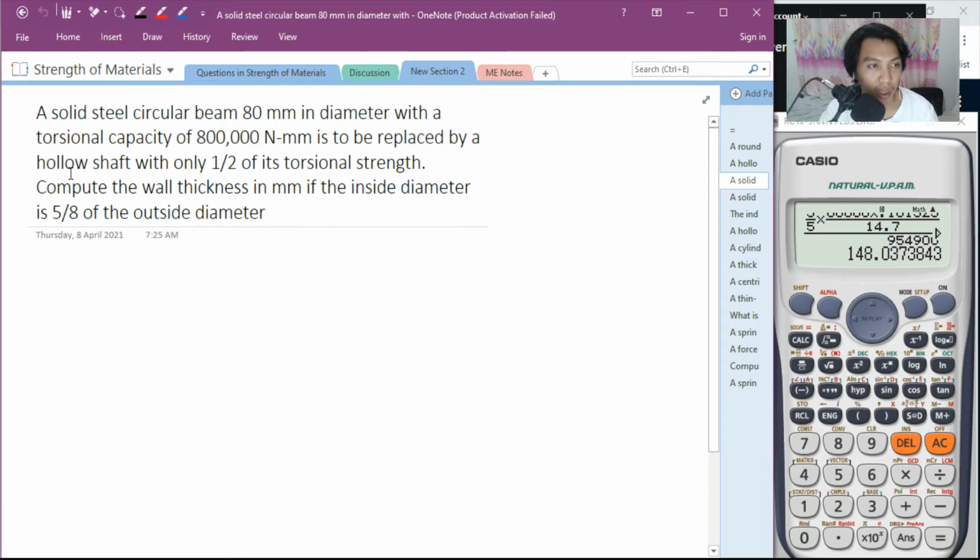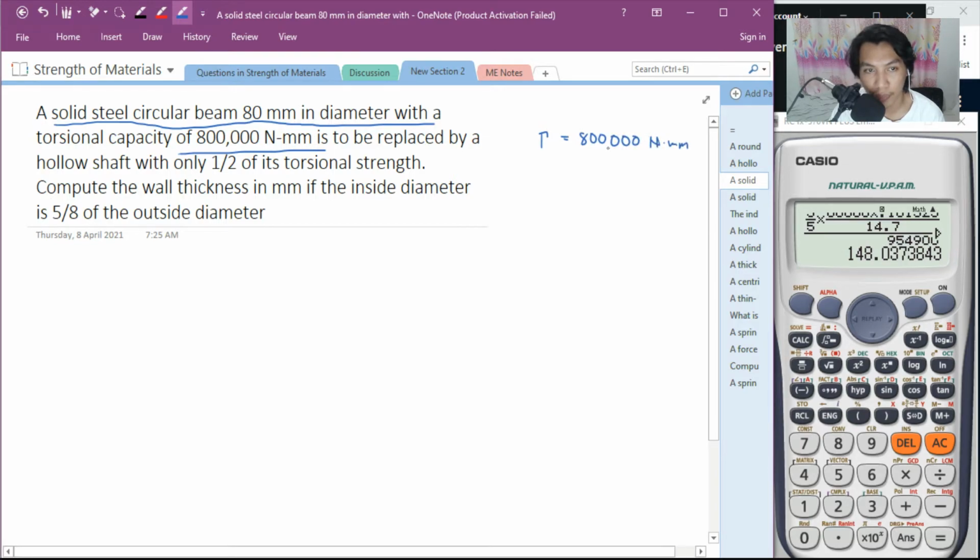Number 3, a solid circular beam. Ayan, solid steel circular beam. 80 millimeter in diameter with a torsional capacity of, yung torque daw niya. Torque is 800,000 Newton millimeter. Is to be replaced by a hollow shaft with only one half of its torsional strength. Compute the wall thickness in millimeter if the inside diameter is 5/8 of the outside diameter. Problema. Okay. So, half of the torsional strength.